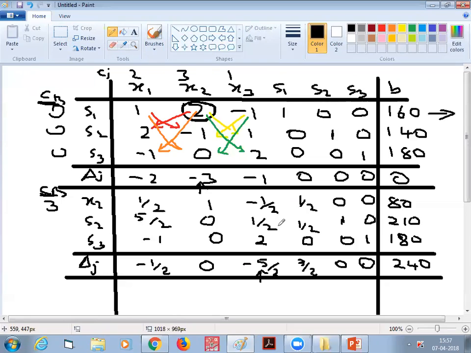Okay, and what are the positive values here? Only these two, not this. So when we calculate theta now, we don't include this first one. Just put a cross here. We can take this one, so 210 divided by half. How much is 210 divided by half? It's 420. Dividing by half is the same as multiplying by 2. So theta here is 420.